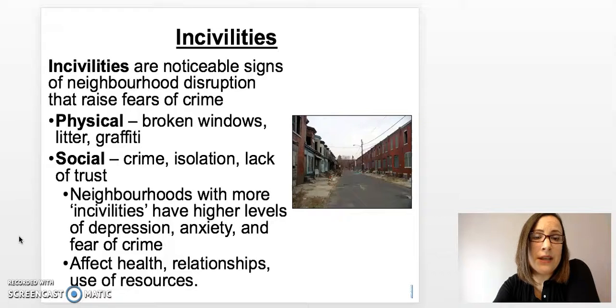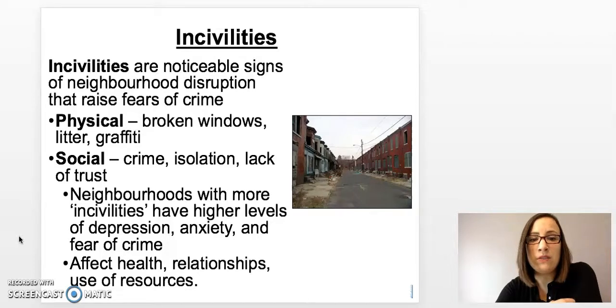Now, this term here, incivility, is a term that is used in environmental psychology to refer to a noticeable sign of a neighborhood disruption that essentially will raise people's fear of crime. Now, incivilities can be both physical or social. So a physical incivility is going to be something like a broken window, litter, graffiti, things like that. Social incivility is going to be when people know about crimes that have taken place, or if people feel socially isolated from their neighbors, that they can't trust them, for example.